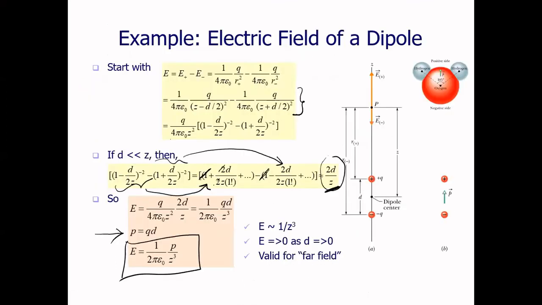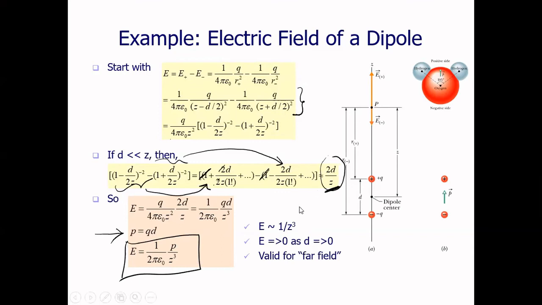Now, from this result, there are several things that I want to point out. The electric field is proportional to... in this expression, the only thing that is changing is Z, because you can find the electric field at any point. Z can be any point along this axis. As you increase Z, you reduce the electric field, which makes sense, because Z is the distance from the center of the dipole to the point where you want to calculate the electric field. As you move away from the dipole, you are reducing the electric field.